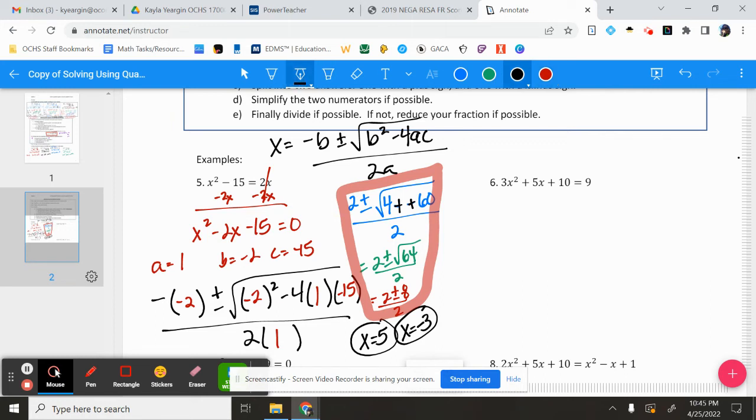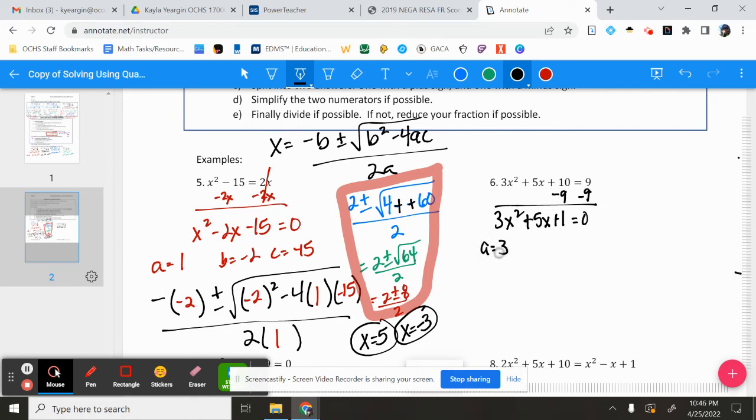For number 6, we know that the problem has to equal 0. I can see that it's not equal to 0, so I need to start by subtracting 9. When I do that, I get 3x squared plus 5x plus 1 is going to equal 0. I could try and put this in bottoms up, but I know that 3 times 1 is 3, and there are no two factors of 3 that are going to add up to be 5. So I can go through and use my quadratic formula.